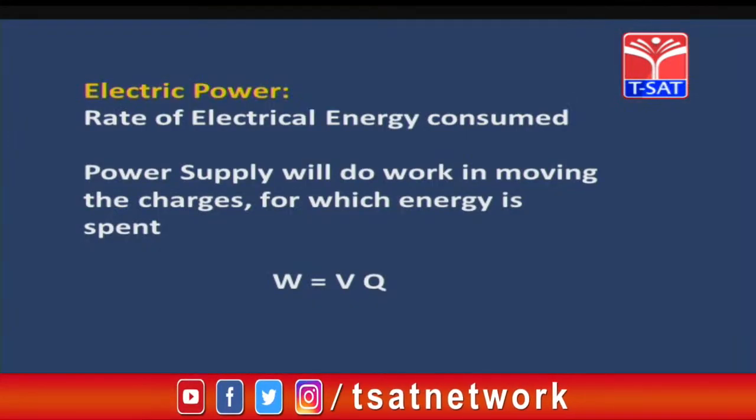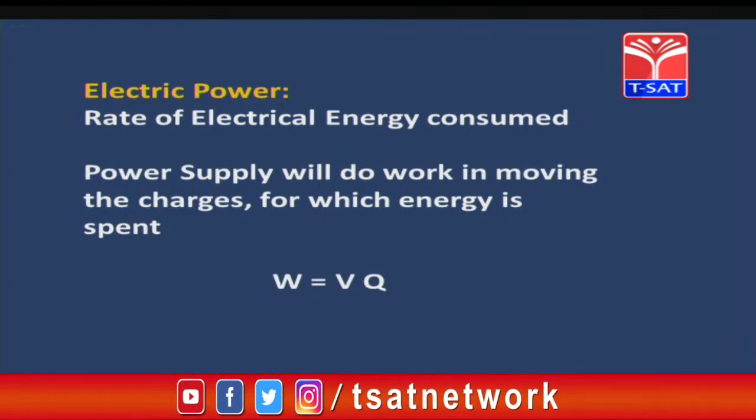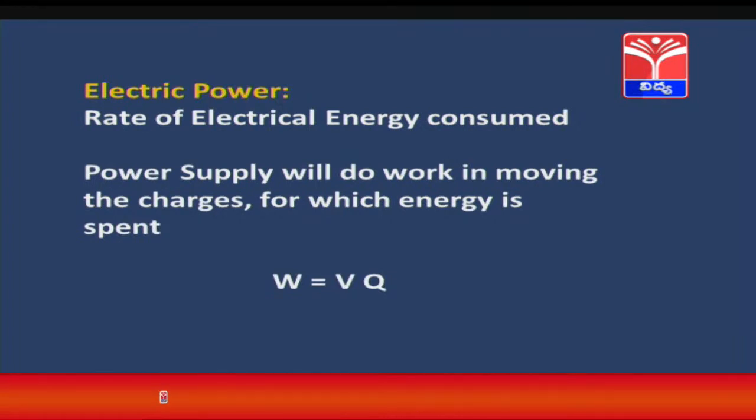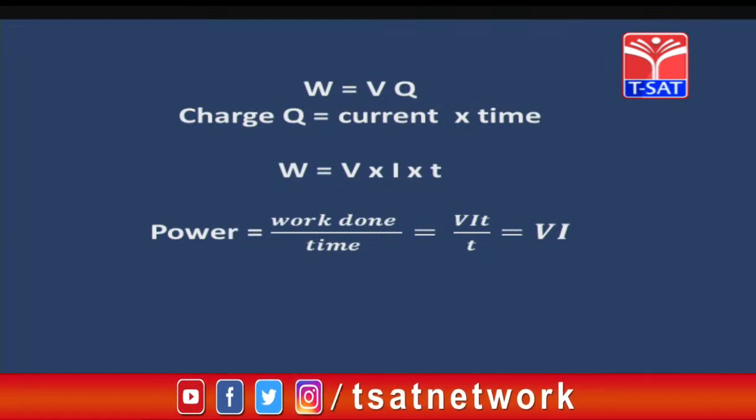Children, now let us discuss electric power. Electric power is the rate of electrical energy consumed. Power supply will do work in moving the charges for which energy is spent and this is equal to the work done in moving the charges. So, work done will be equal to V times Q. V is the voltage, Q is the charge. So, work done is equal to VQ and charge Q can be written as current into time. Substituting, we get work done is equal to VIT.